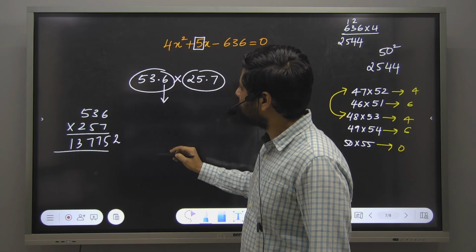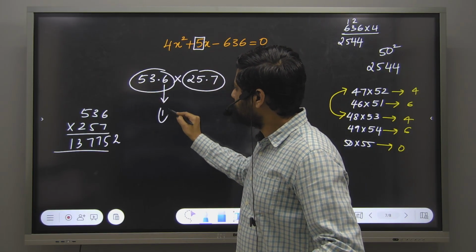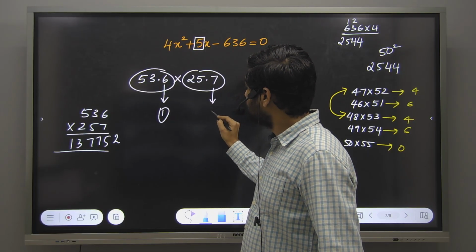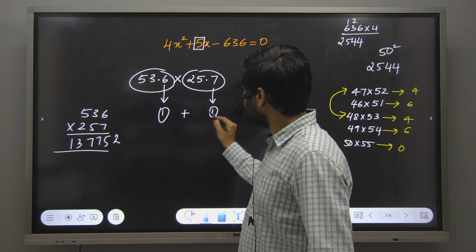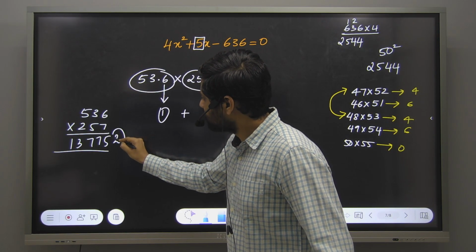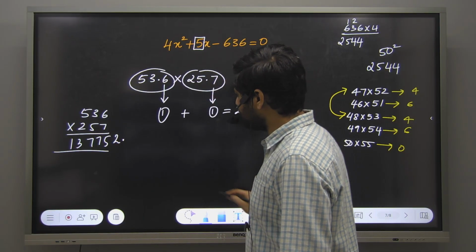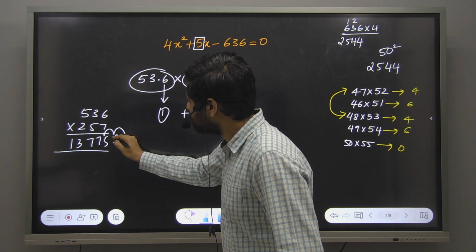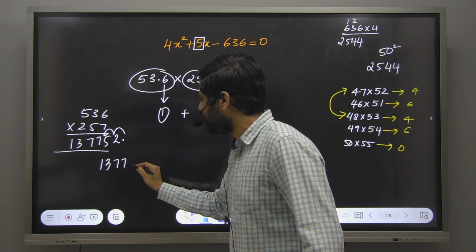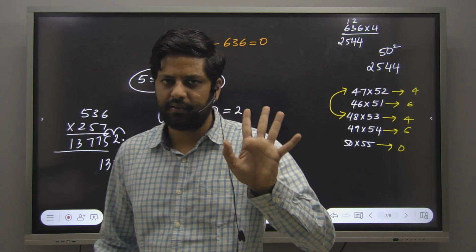After the decimal, how many numbers do we have here? One number here. After the decimal, how many numbers here? One. One plus one is 2. So you should shift the decimal 2 times. What will happen when you shift the decimal 2 times? What will be the final answer? 137.52. This is one thing.